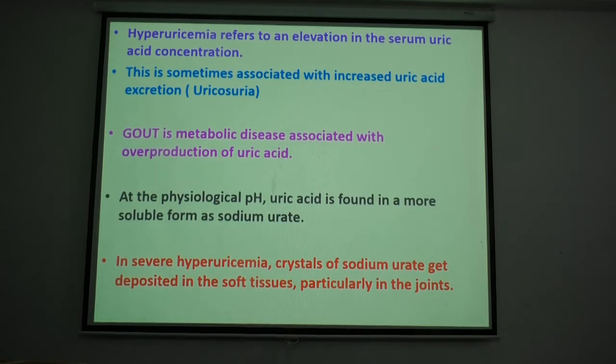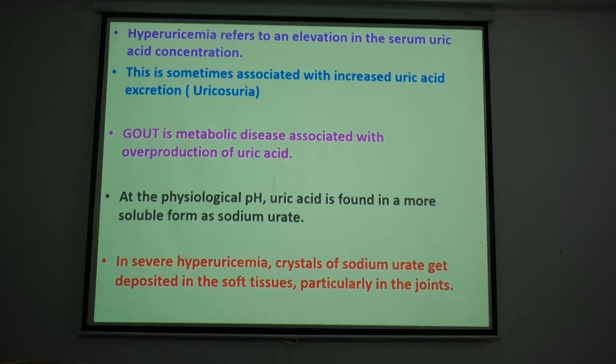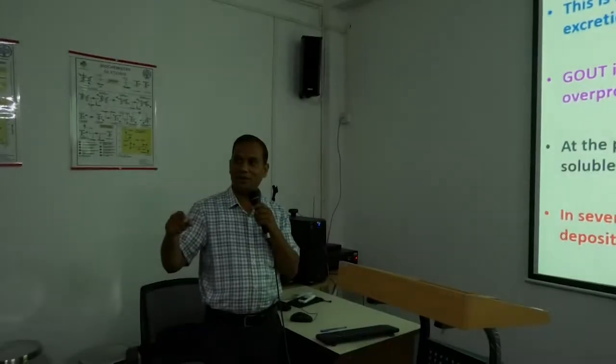This is gout. What is pseudogout? In pseudogout, calcium pyrophosphate will be deposited. Pseudogout also has a short note question. In gout, sodium urate crystals will be deposited and the level of uric acid will be increased. But in pseudogout, the serum uric acid level will be normal, and instead of sodium urate, calcium pyrophosphate will be deposited.